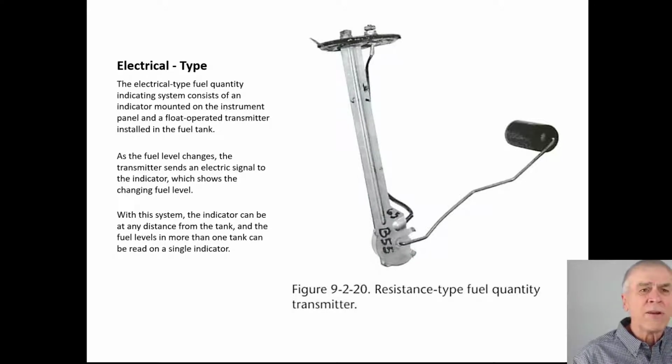With this system, the indicator can be at any distance from the tank, and the fuel levels in more than one tank can be read on a single indicator. All right, let's think about that for a second. The indicator can be any distance from the tank. Here we don't see the indicator, but we see the wires. You attach your wires at the posts at the top and take it any distance that you want into the flight deck on the instrument panel. So that part is true. And the fuel levels in more than one tank can be read on a single indicator.